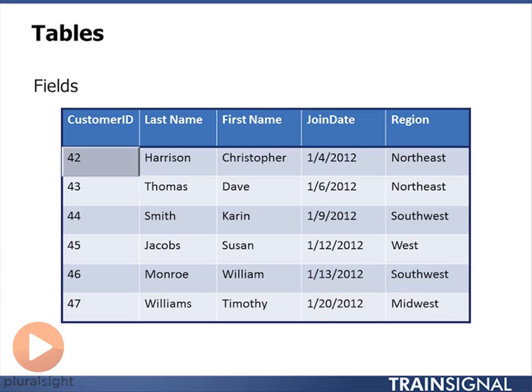The last little thing that's worth highlighting about our table is a field. And a field is basically a cross point between a column and a row. And our fields are going to be individual values. So if we go through this first row, that first field would be customer ID, have a value of 42. That second field would be last name, have a value of Harrison. That third field would be first name, have a value of Christopher. Then we've got our join date. And then finally, last but not least, is we've got our region. And then our region is going to be Northeast. So each one of those individual values in SQL terms is known as a field.